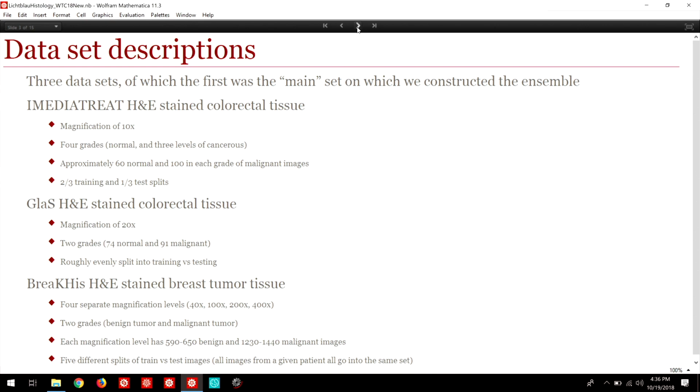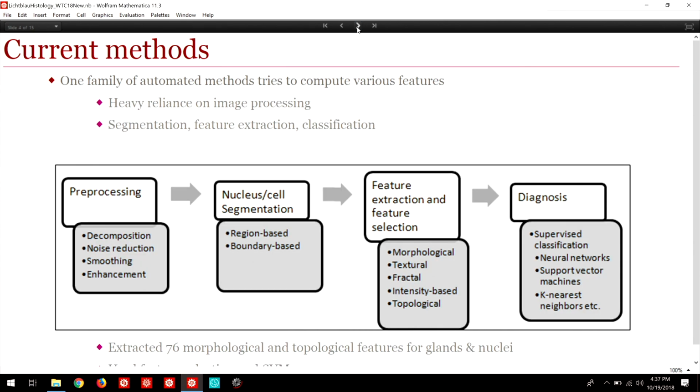Okay, so as I said, our main focus was to work on this data set. It contained images with magnification of 10 times, and we had 4 grades there. But then we wanted to actually validate our approach, and we tried other data sets too. Among them, GlaS and BreakHis. For these, we had only 2 classes. We did not have 4, so it's only normal and cancerous.